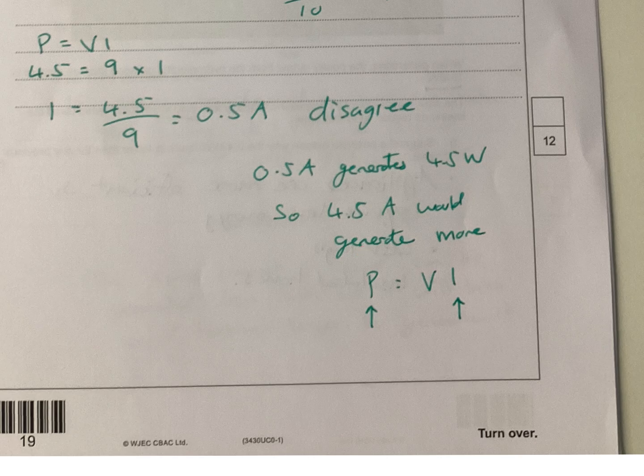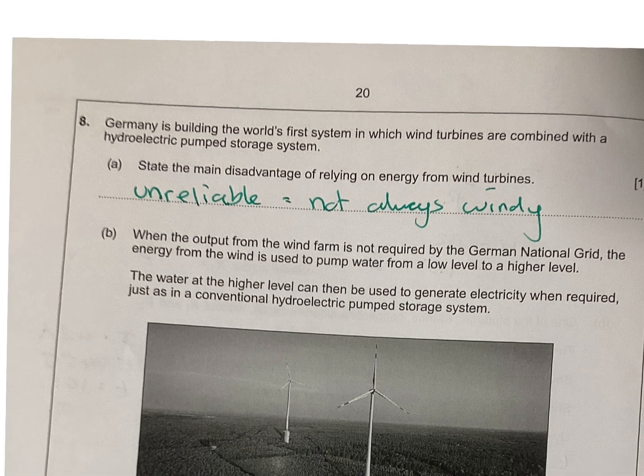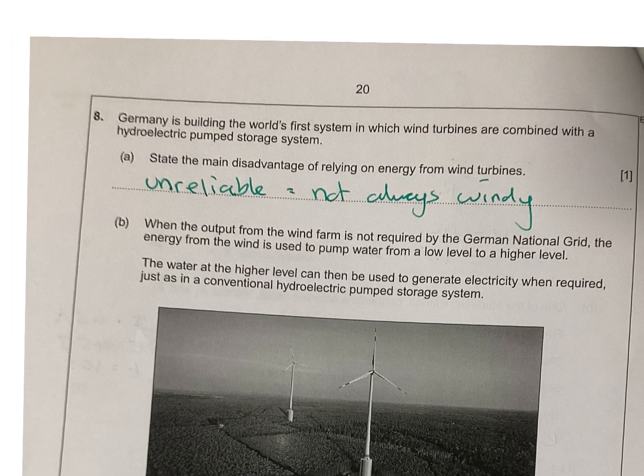Nearly there then. Question 8. Germany is building the world's first system in which turbines, and so on. Okay. Why is using wind not good? Because it's unreliable. It's not always windy, for 1 mark there.